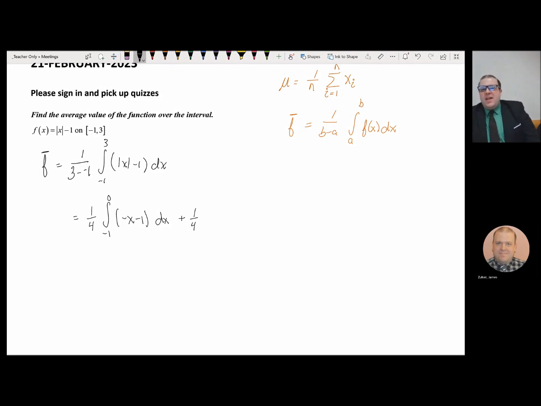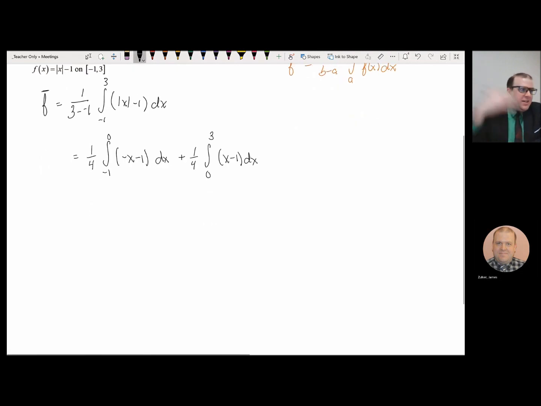Remember, absolute value of x is negative x whenever x is less than 0, and positive x when x is greater than or equal to 0. So that's how the evaluation would work. Now it's just two simple integrals to evaluate.